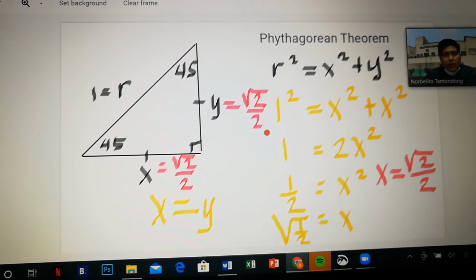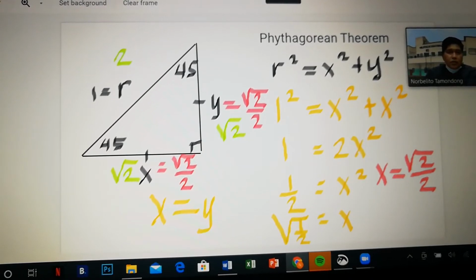Now, if we multiply all the sides by 2, then this side becomes square root of 2. We simply cancel 2. This is also square root of 2. Okay? So 1 becomes 2. 1 becomes 2. So to find the hypotenuse of a 45, 45, 90 triangle, you simply multiply by square root of 2.